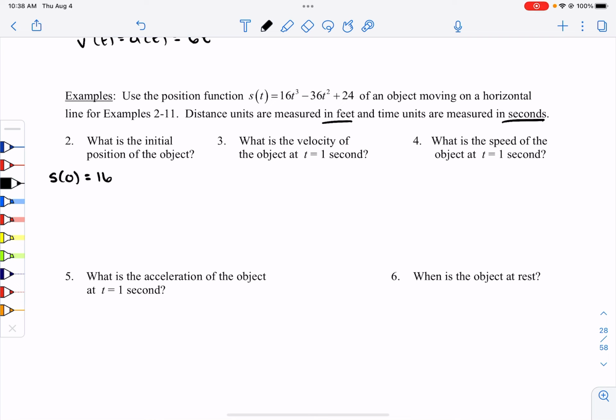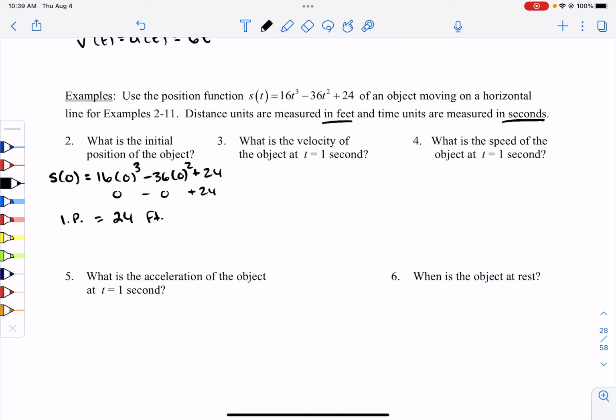So initial position, where we start, remember, is when my position function is at time 0. So I'm going to do 16 times 0 cubed minus 36 times 0 squared plus 24. This is 0, this is 0, this is 24. So my initial position is equal to 24, and my units would be feet. That's where I'm starting. I'm starting at 24 feet. That's my initial position.